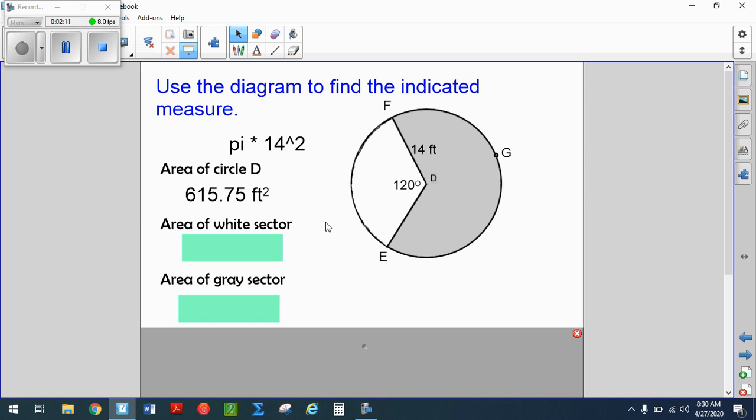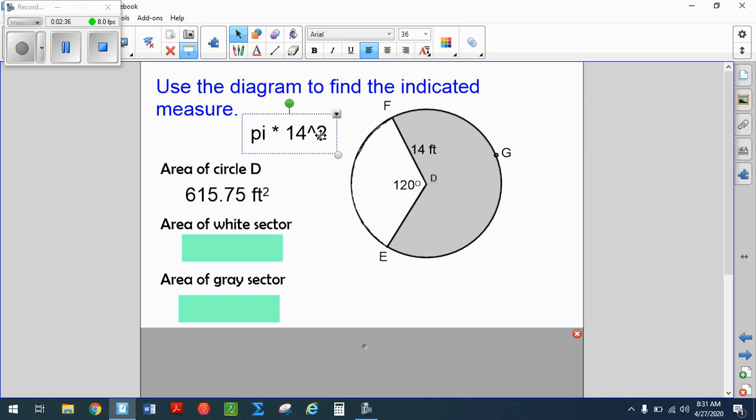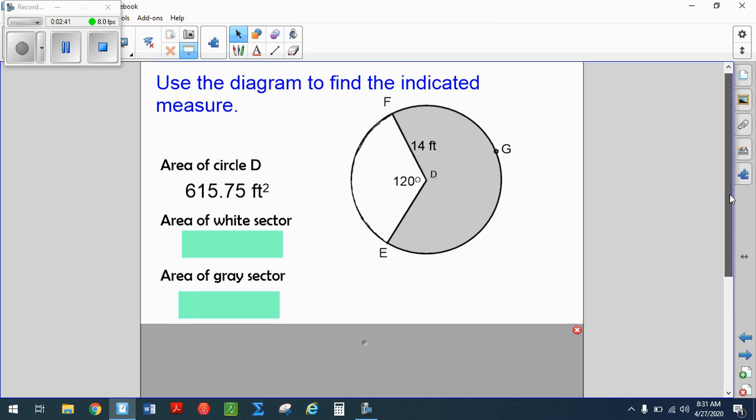Now, what I want is the area of the sectors, the white sector and the gray sector. We're going to find the area of the white sector, and then subtract it from the total area, and that'll give me the gray. Let's go through how to find the area of the white sector. I'm not going to use 615.75, that's a rounded number. I'm just going to show you how I would set it up from scratch. The 615.75 just came from pi times 14 squared.